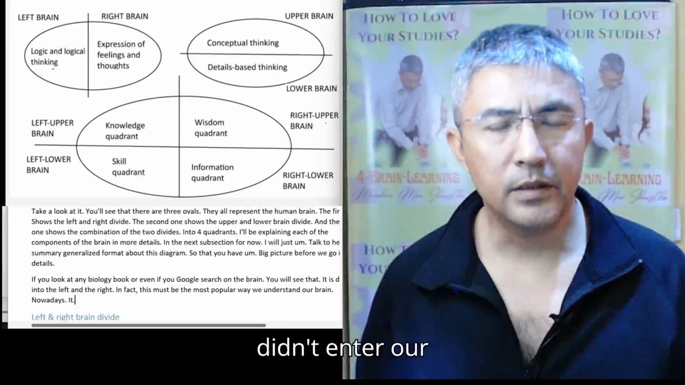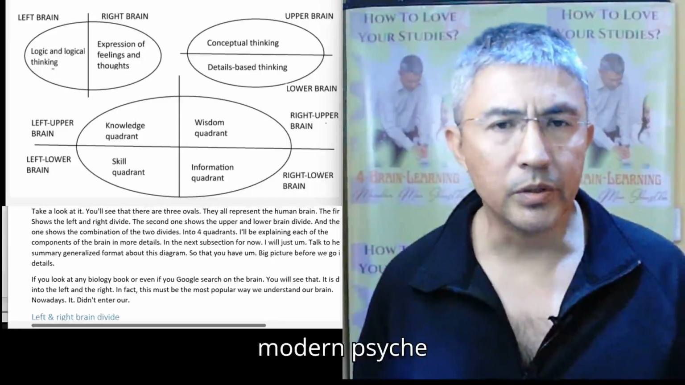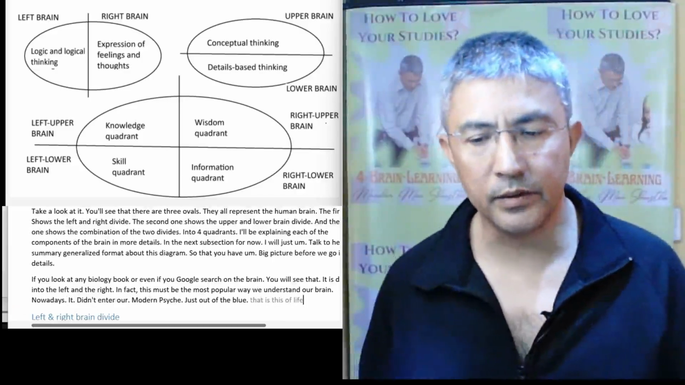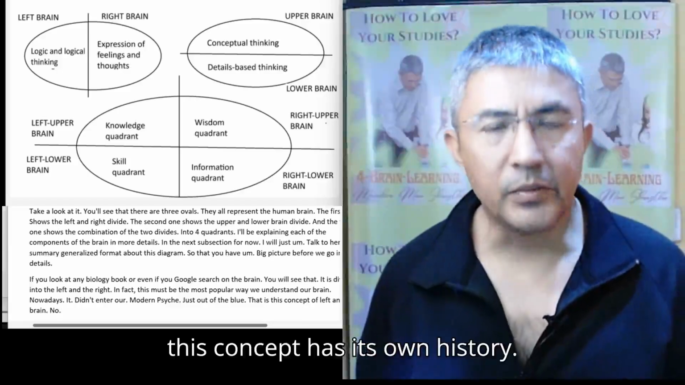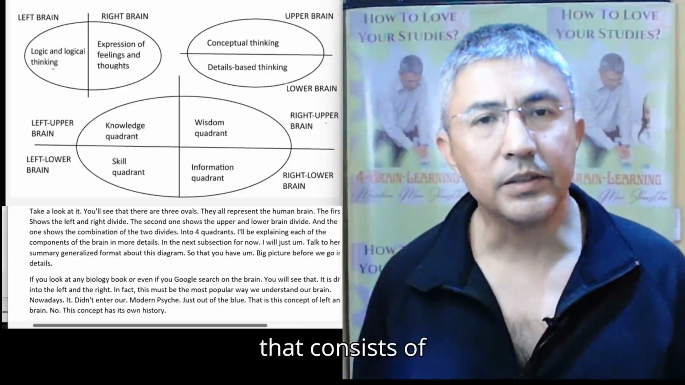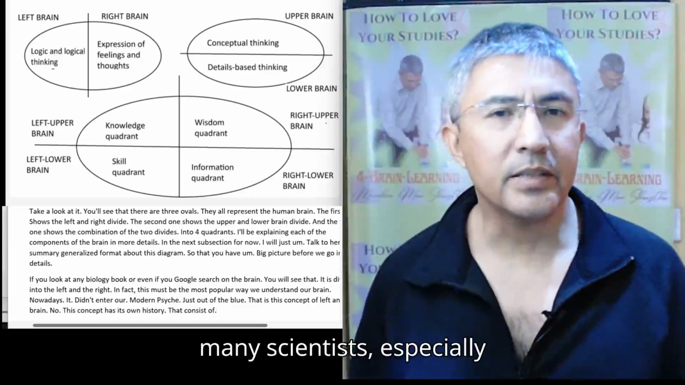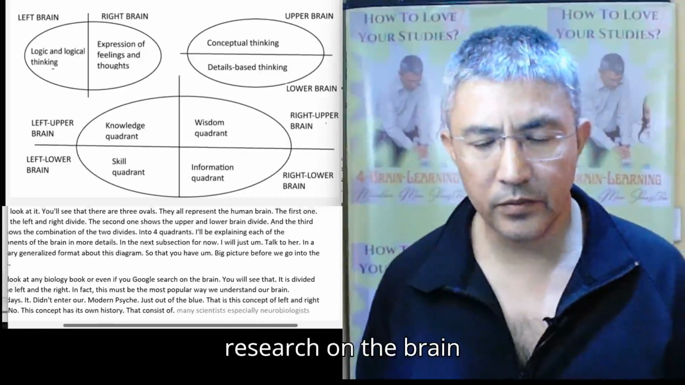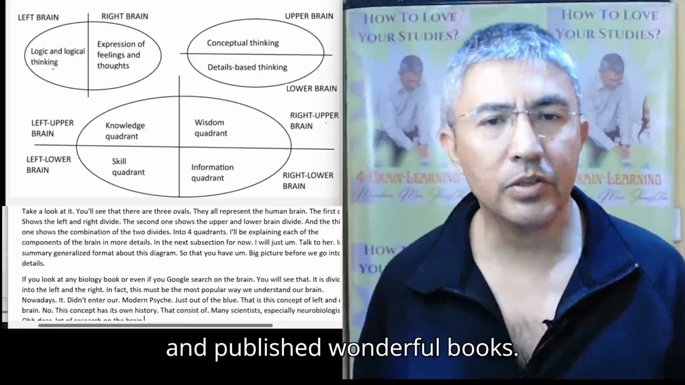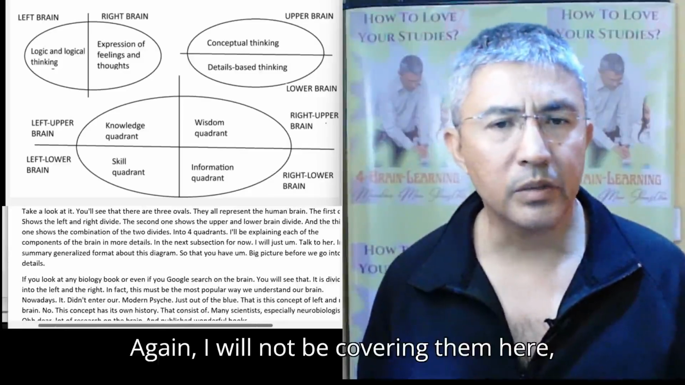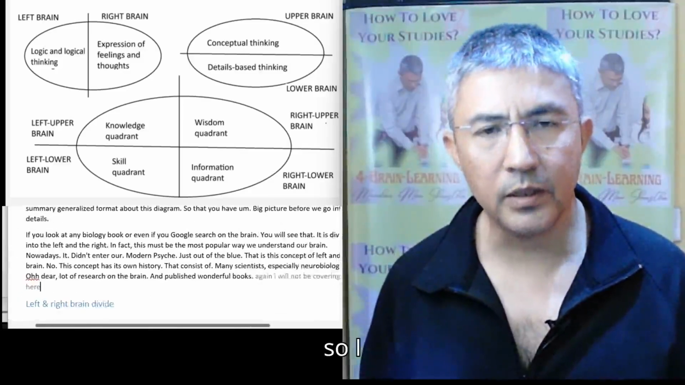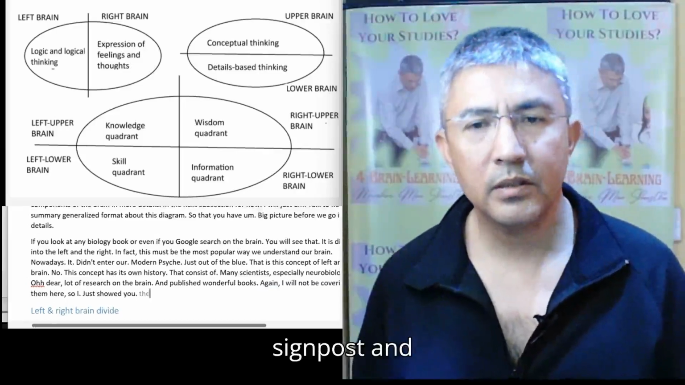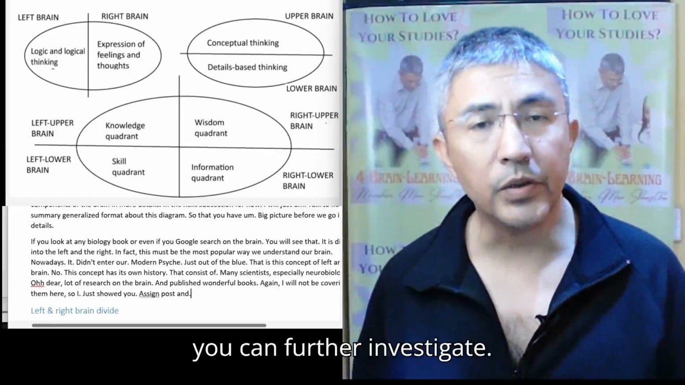It didn't enter our modern psyche just out of the blue, that is, this concept of left and right brain. No, this concept has its own history that consists of many scientists, especially neurobiologists, who did a lot of research on the brain and published wonderful books. Again, I will not be covering them here, so I just showed you a signpost, and you can further investigate.